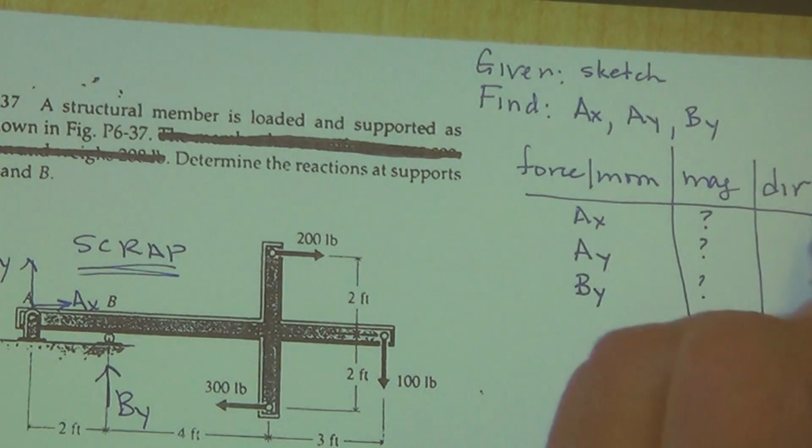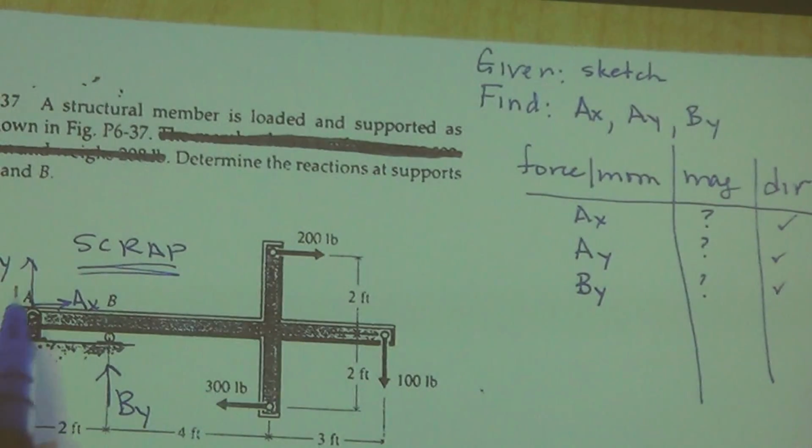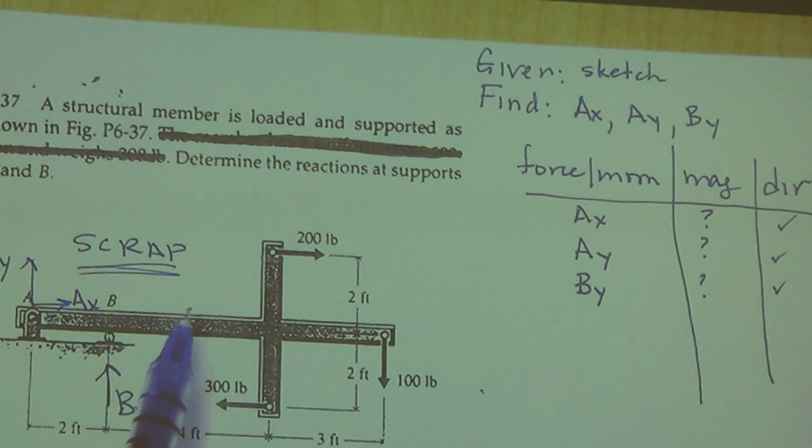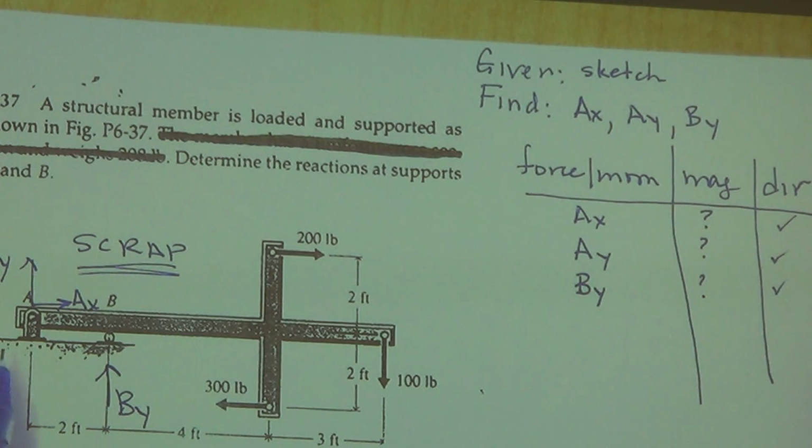Do I know their directions? Yes. And even though I don't know if AX goes to the right or the left, I still know it goes along this way. That's a known direction, because whether you get a positive or a negative, that's knowing the direction. Do you know which way, looking at the picture, it goes? What can you do in your head?